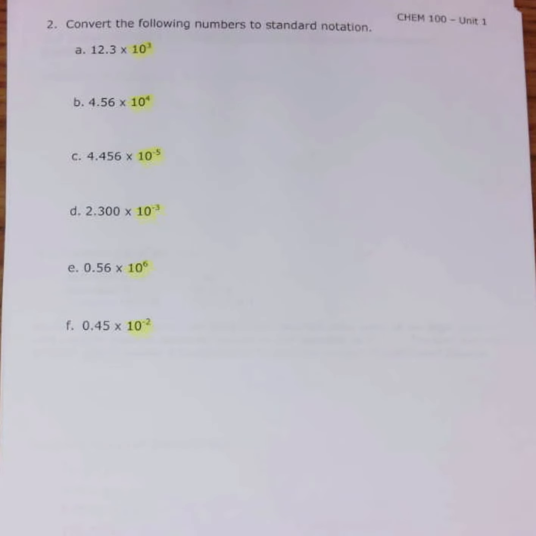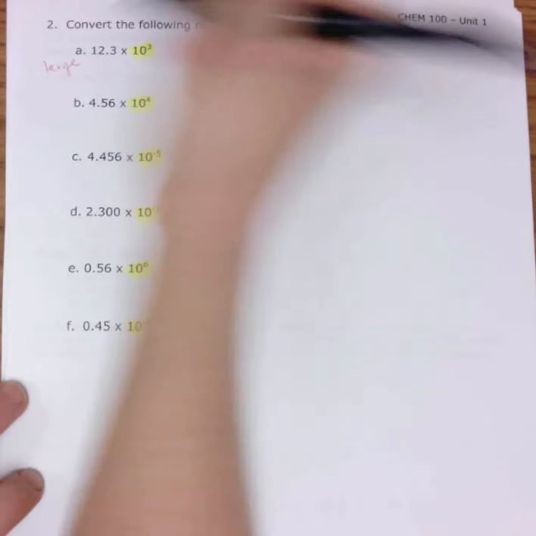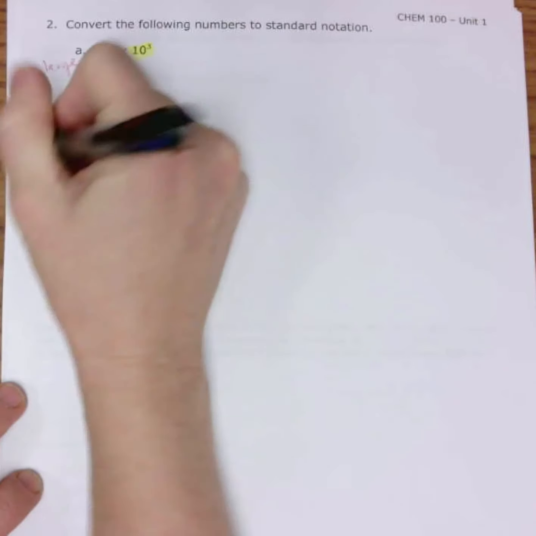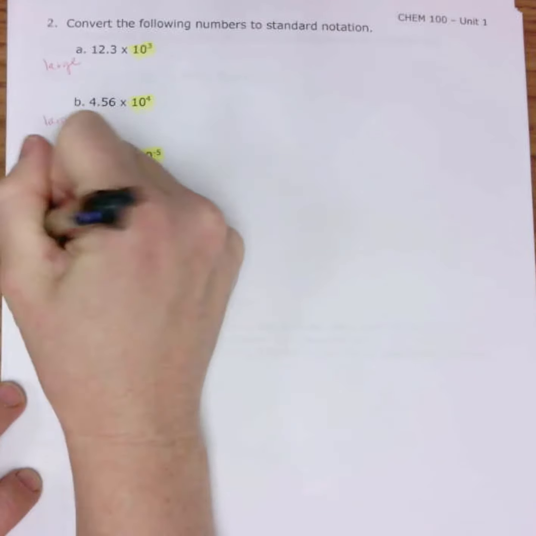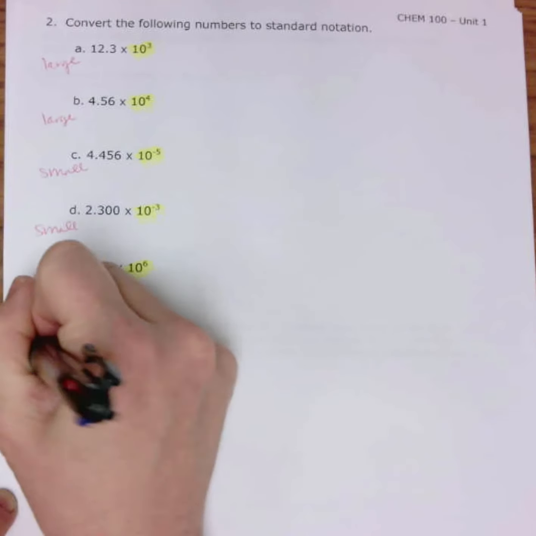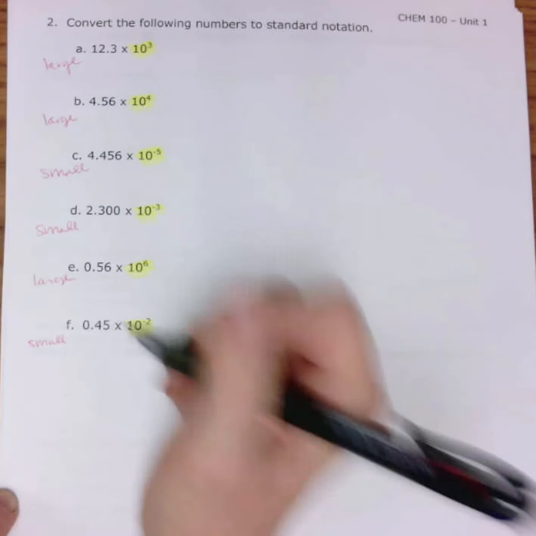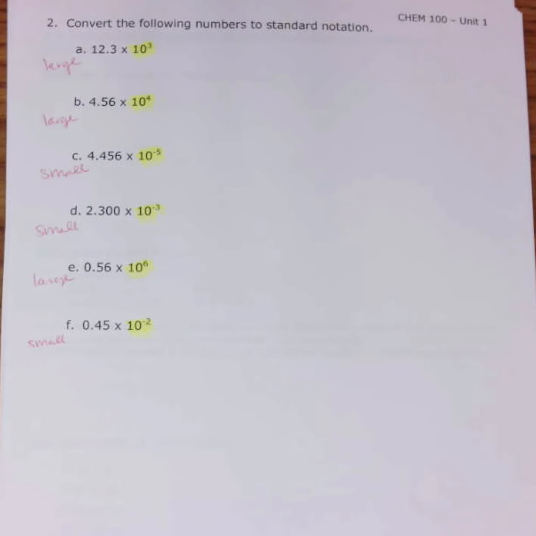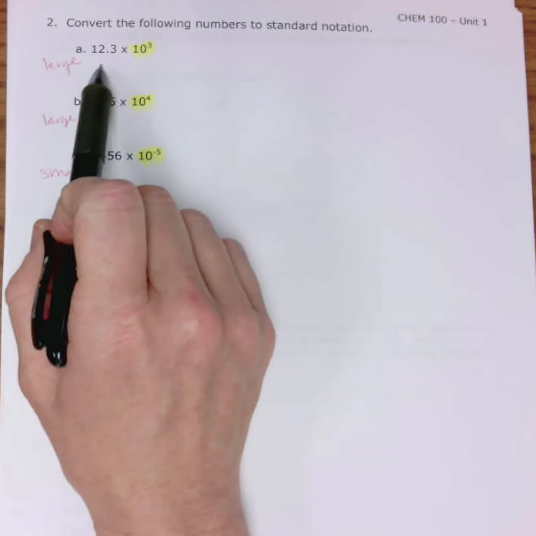So you get an idea, because sometimes students will get going the wrong way. So this will be large, large, small, small, large, and then small. So that way, if you get flipped around, you can kind of think back and say, oh, wait a second, this is supposed to be a small number or a large number. Okay, so now you're doing the opposite.